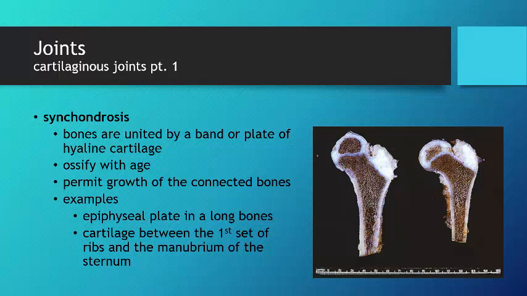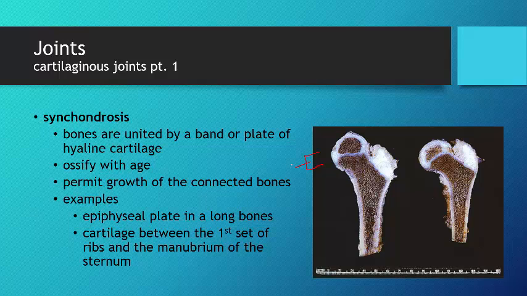So the epiphysis and that epiphyseal plate that is there between the epiphysis and the diaphysis is one example of a synchondrosis. Also, the cartilage that you find between the first set of ribs and the manubrium of the sternum, that one that ossifies with age that we talked about already when we were looking at the structural classification scheme, that is also a synchondrosis.